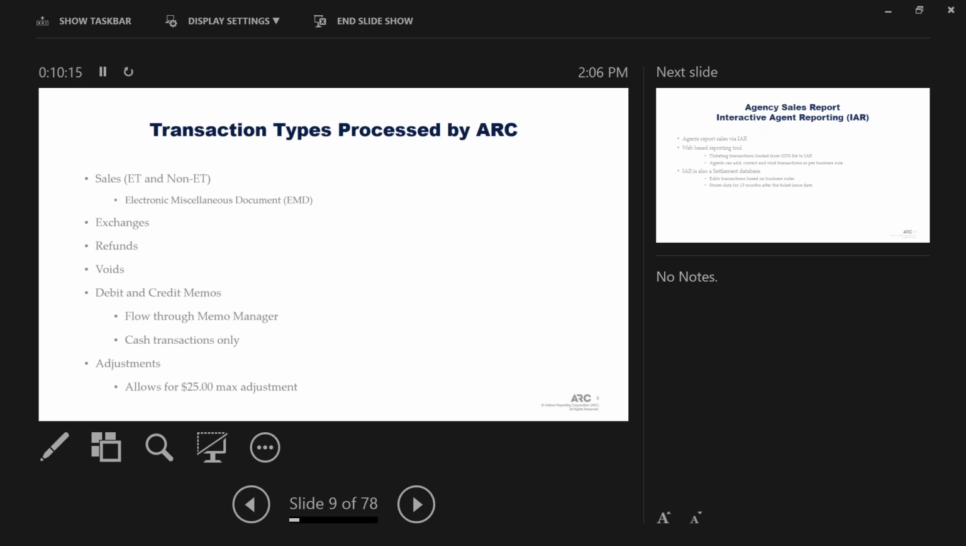Debit and credit memos flow through Memo Manager, and always remember that debit and credit memos are settled in cash only. We also process adjustments or AAD type transactions. AAD is an agent automated deduction. If a travel agent forgets to claim commission on a ticket, they're able to issue an AAD. As long as the commission is $25 or less and the ticket in question was issued and previously settled within the past 12 weeks, they can create an AAD directly in their IAR tool.